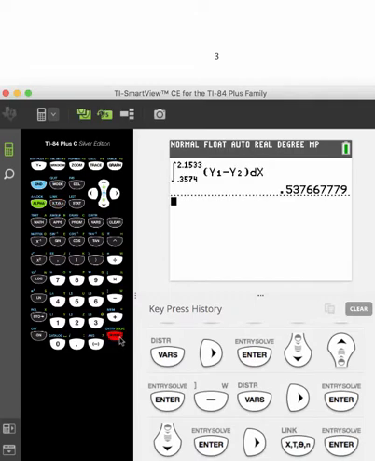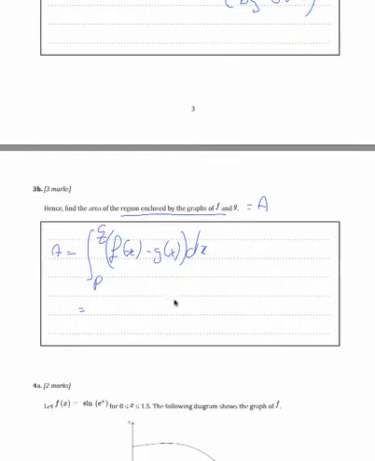And what do I get? 0.538 to 3 sig figs. Did he say 3 sig figs? He did say 3 sig figs. 0.538 by GDC. Alright, good. That was that one.